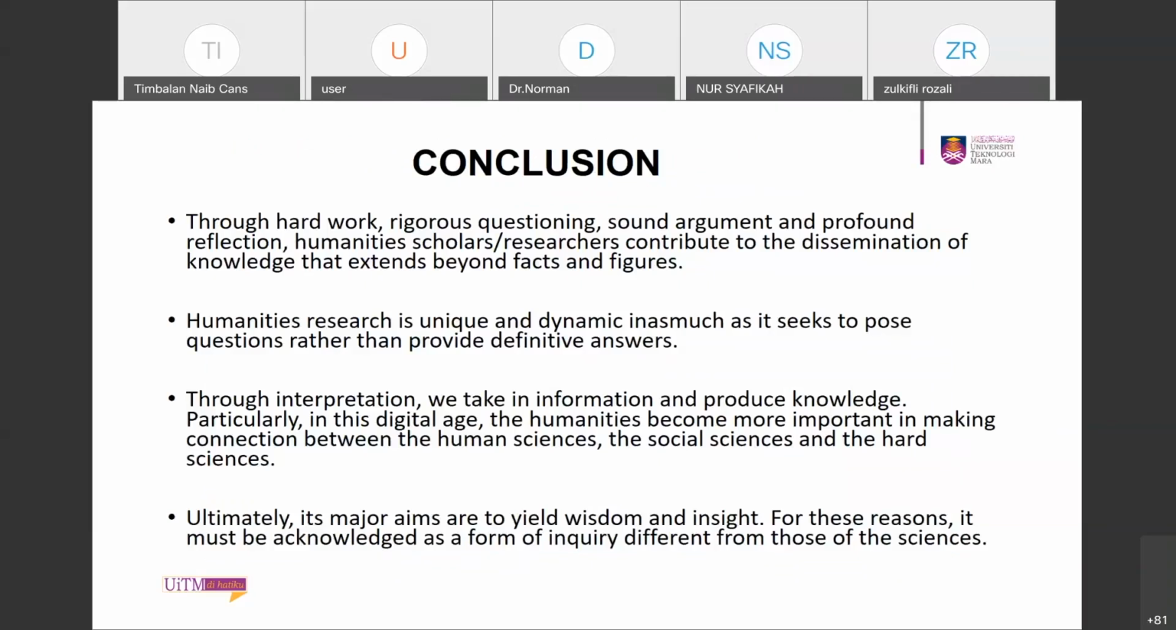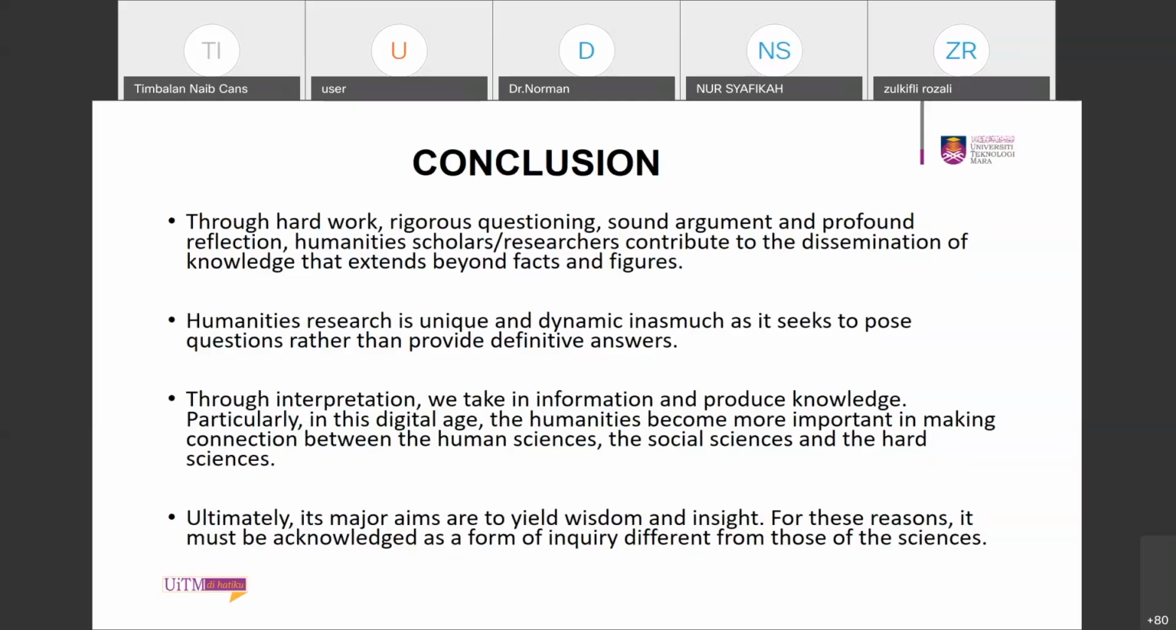or researchers contribute to the dissemination of knowledge that extends beyond facts and figures. So humanities research is unique and dynamic in as much as it seeks to pose or raise questions rather than provide definitive answers. This is very much unique in a way because it's more interested in raising questions. Through interpretation, as I mentioned just now, we take in information or data and we produce knowledge. Even the interpretation of text, for example, can be considered first-hand or primary data.